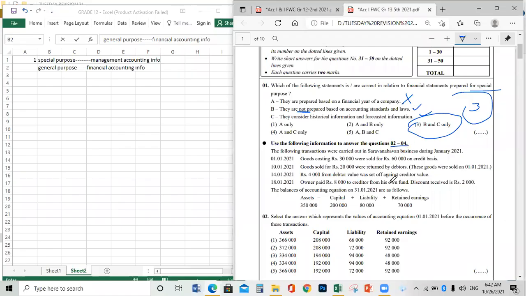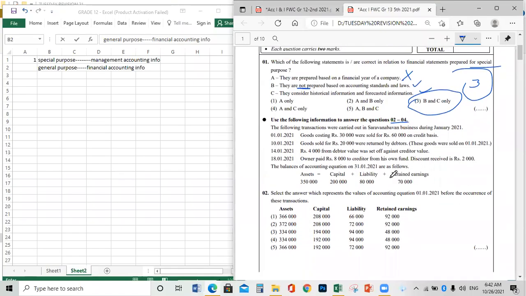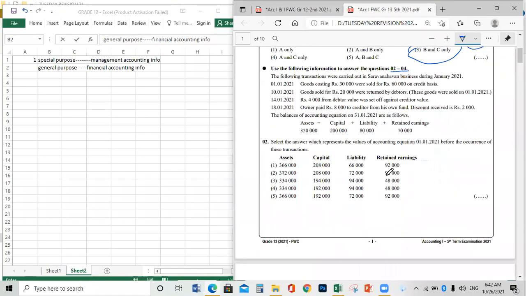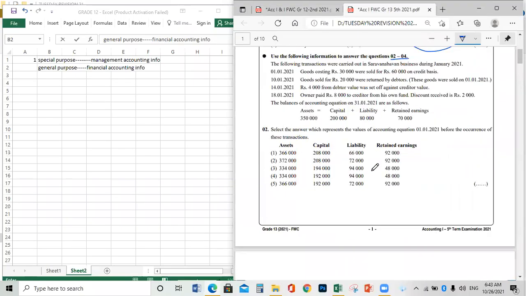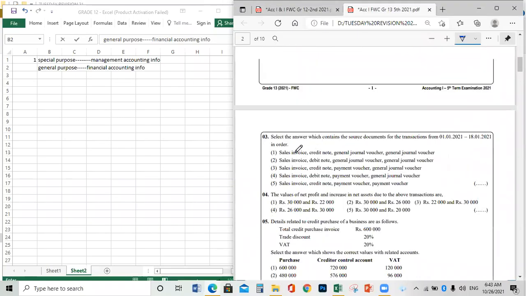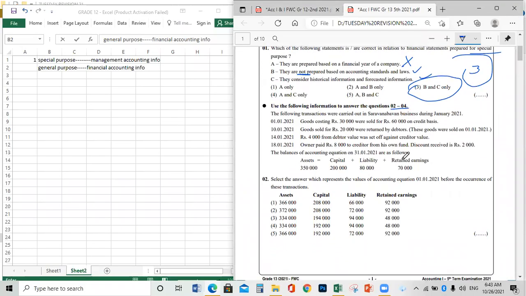So they are asking you to use the following information so that you can answer question 2 as well as 2, 3 and 4. Now see guys, the accounting equation they have used is asset, capital, liability, retain earnings. So they have said asset is equal to capital plus liability plus retain earning.